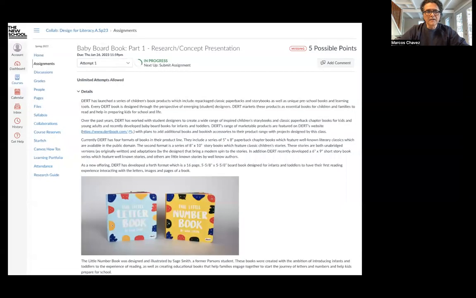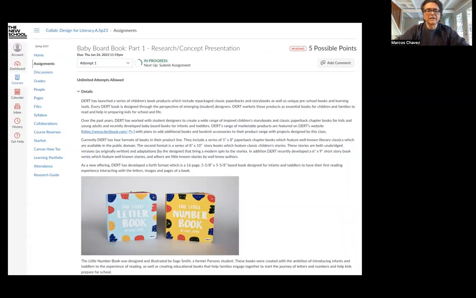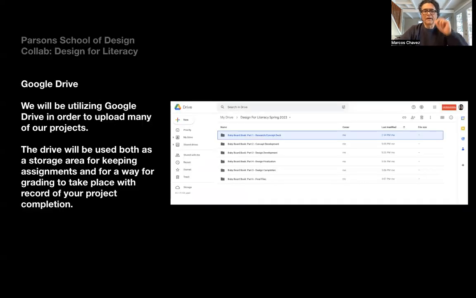This is showing us where the research concept is, and we click on here. This is going to be the longest assignment, because I have a little bit of an overview on DIRT and a little history about the little number and letter book and how we developed that, as well as specifics on this assignment, which I'll go over with you now.